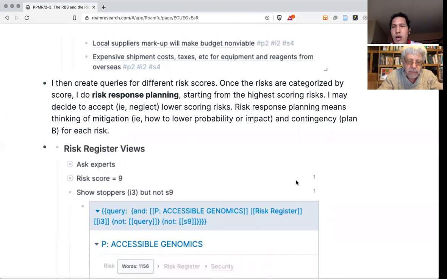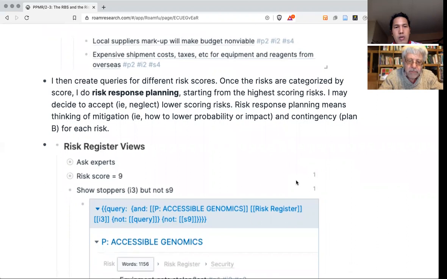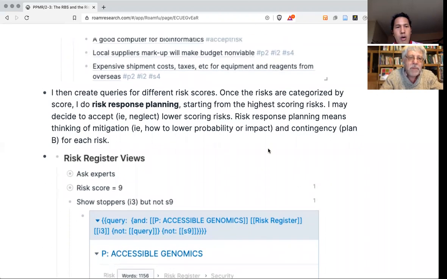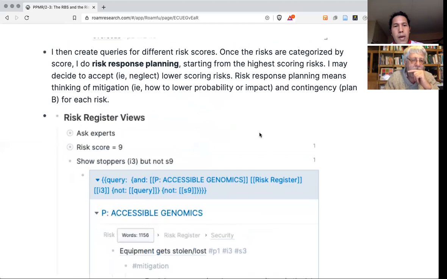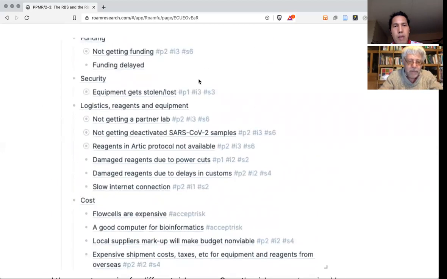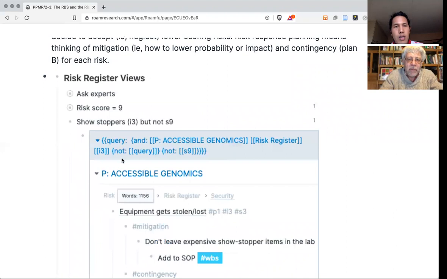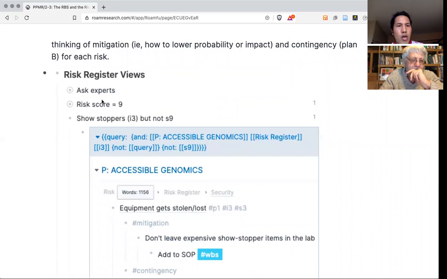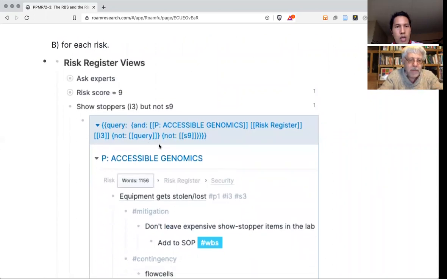The way I use Roam here is that I use queries. I just do a query based on the page I made this on, and also either the impact or the score. This one is showstoppers, but not a top scoring risk. This one is top scoring risks. This one is a showstopper. The impact is 3, but the risk is not top scoring.